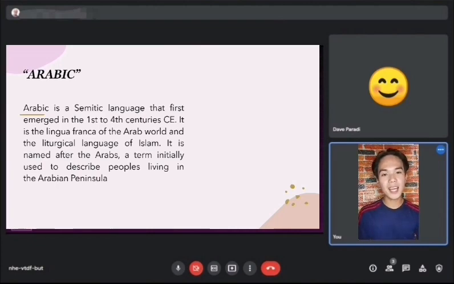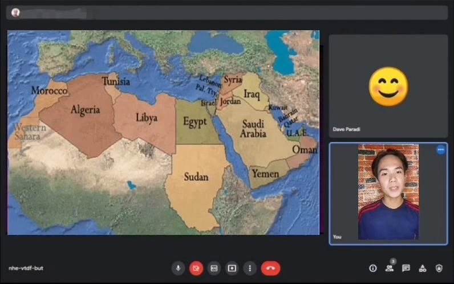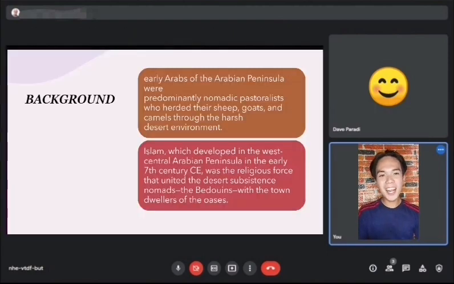These are the countries in the Arab world. Algeria, Bahrain, Comoros, Djibouti, Egypt, Iraq, Jordan, Kuwait, Lebanon, Libya, Mauritania, Morocco, Oman, Palestine, Qatar, Saudi Arabia, Somalia, Sudan, Syria, Tunisia, UAE, and Yemen. Okay, so that's it. The early Arabs of the Arabian Peninsula were predominantly nomadic pastoralists who herded their sheep, goats, and camels through the harsh desert environment.